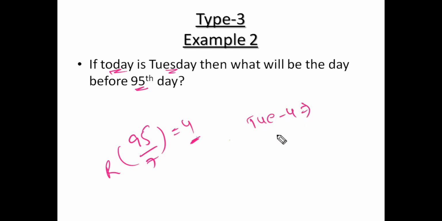So just now we have learned one pointer. Instead of doing minus 4, it is better to do plus 4. So plus 1 Wednesday, plus 2 Thursday, and plus 3 Friday. So this is Friday.